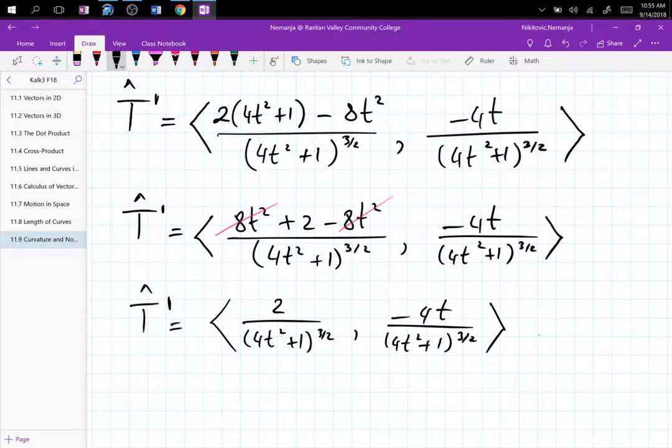To calculate your normal vector, you have to find the magnitude of this and then divide into T prime. So now we are looking for the magnitude of that. Yes? Just one question. You said it became 8t squared. I see why the 2 and the 4t squared, but why is it minus 8t squared? This one? Yeah, I missed the part. Okay, let's take a look.